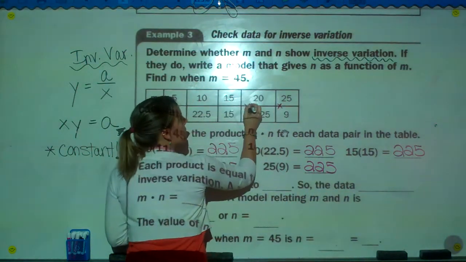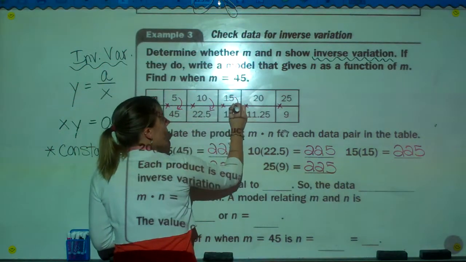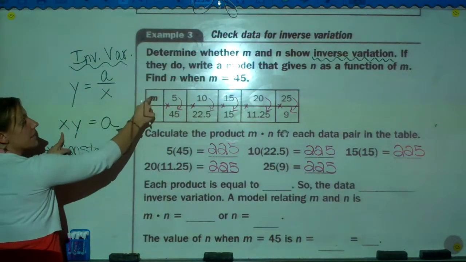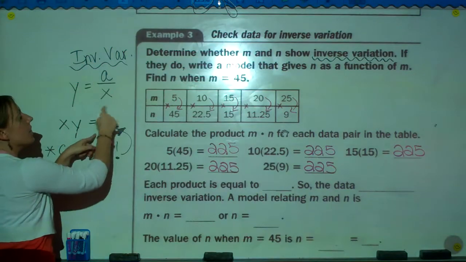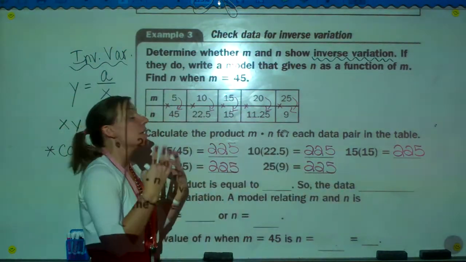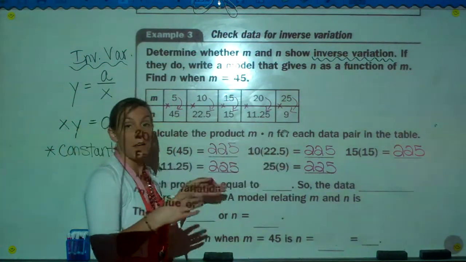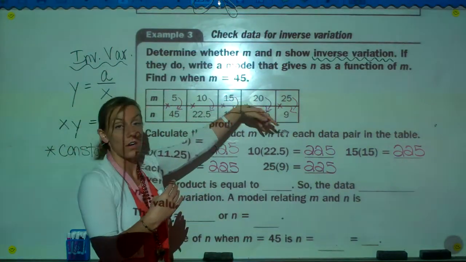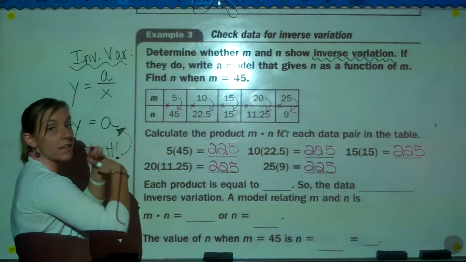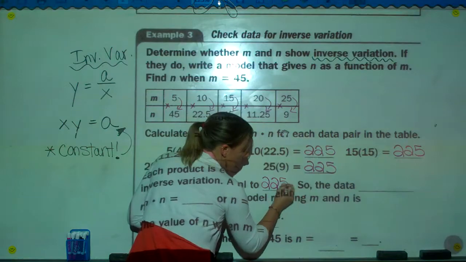So all we did was we just multiplied each of these pairs. Because x times y, or in this case m times n, would give you that constant. So if you notice, the constant every single time is 225. So it is inverse because it stayed constant. That relationship between each pair stayed constant. So that is an inverse because every time we did it, it came out the same. So each product is equal to 225.